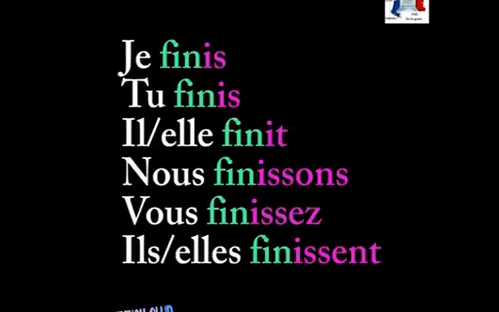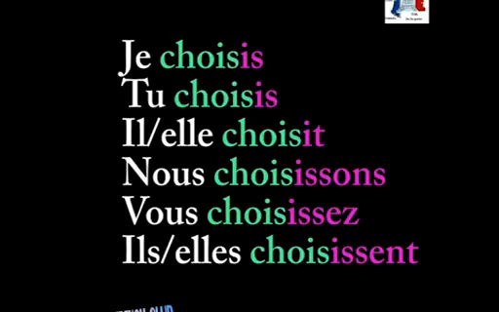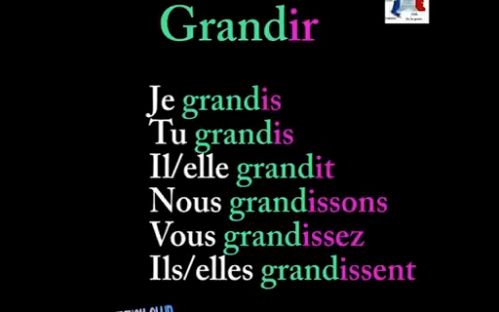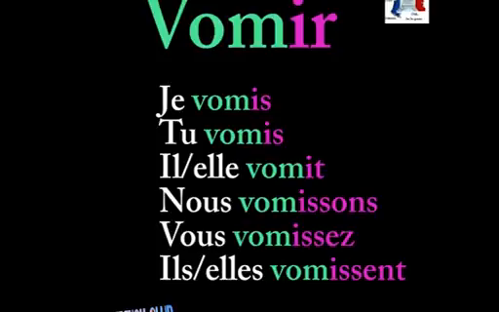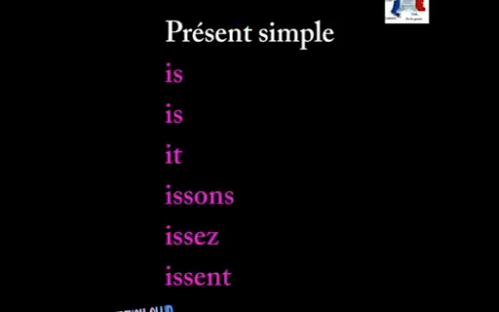Let's take another verb. Choisir, to choose. Je choisis, I. Tu choisis, I. Il choisit, I. Nous choisissons. Vous choisissez, ils choisissent, is. I've got my ils sont, is. Je grandis, tu grandis, il grandit. Nous grandissons, vous grandissez, ils grandissent. Je vomis, tu vomis, il vomit. Nous vomissons, vous vomissez, ils vomissent. I still have my ils sont, is. That's the condition to belong to the second group.